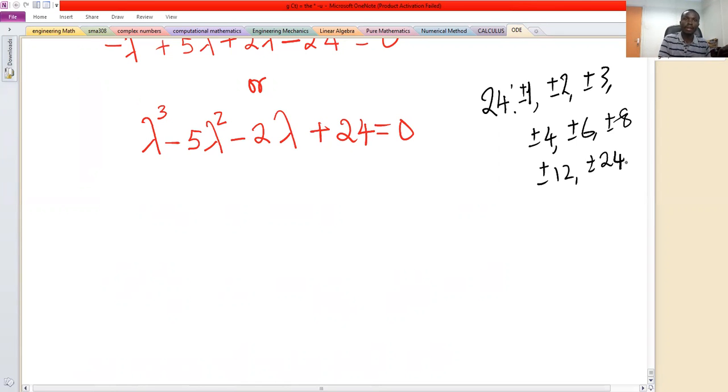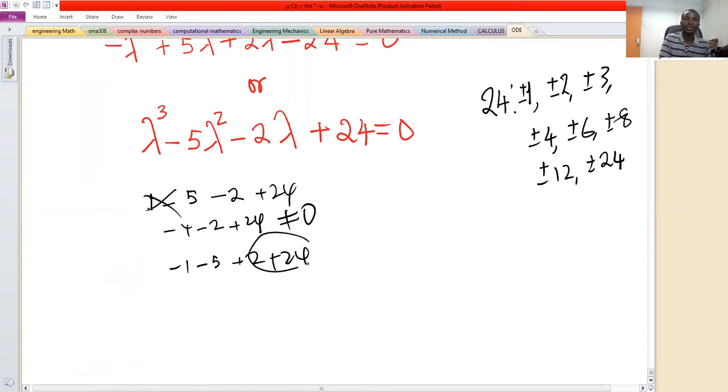So assuming I try with 1, if I put 1 here, I'll have 1 minus 1 times 1 squared times 5 is minus 5. So 2 and 24. So minus 4 minus 2 plus 24. Obviously, this will not be 0. So 1 is not a solution. If I try negative 1, I'll have negative 1 minus 5 plus 2 plus 24. This will be 26. 26 minus 6 is not 0. So 1 and negative 1 cannot be the values of lambda to satisfy this equation.